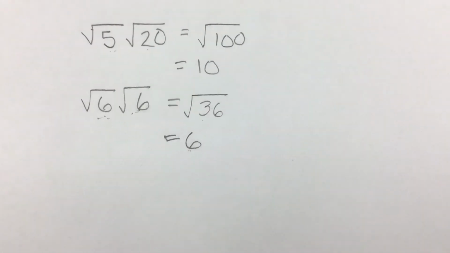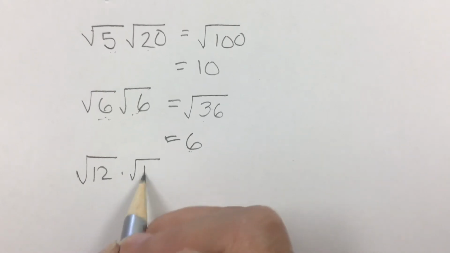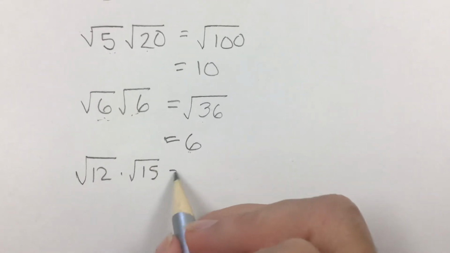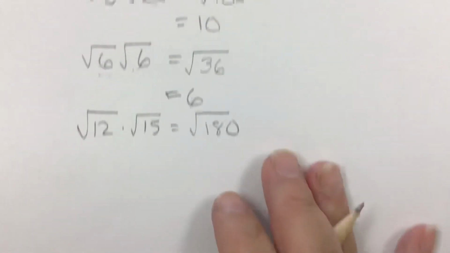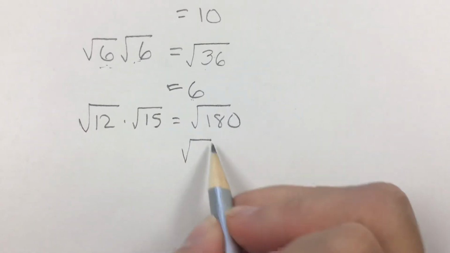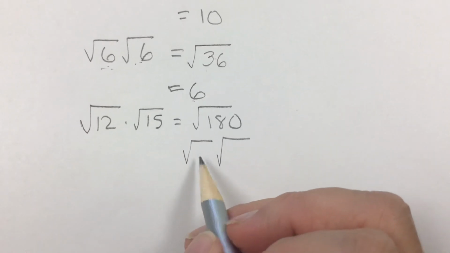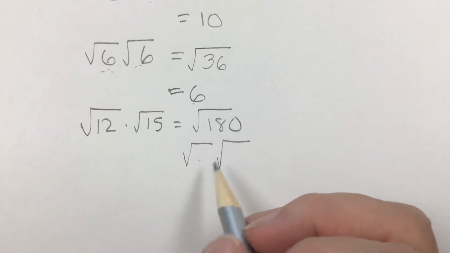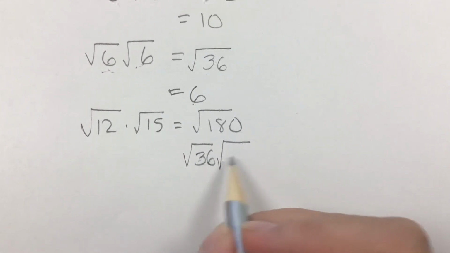Let's do one that's a little bit bigger. We're going to do the square root of 12 times the square root of 15. And that equals the square root of 180 once you multiply those two together. What you're trying to do is find the factors such that this one is the biggest perfect square for this number. 36 happens to be the factor. The other one is 5.